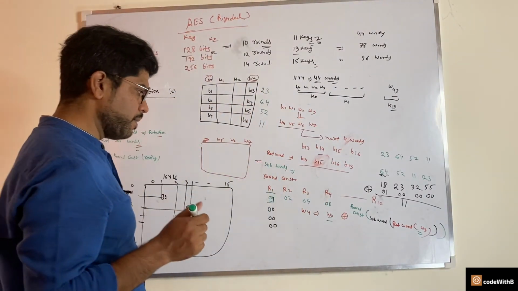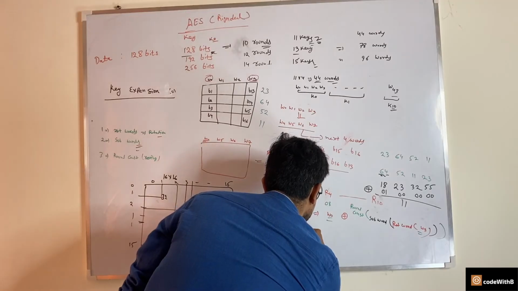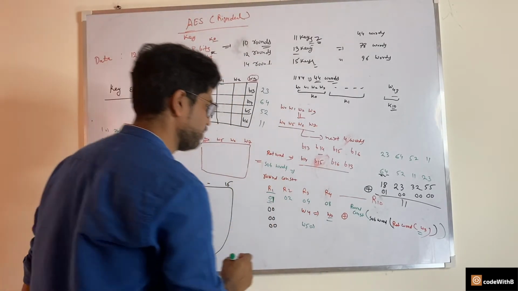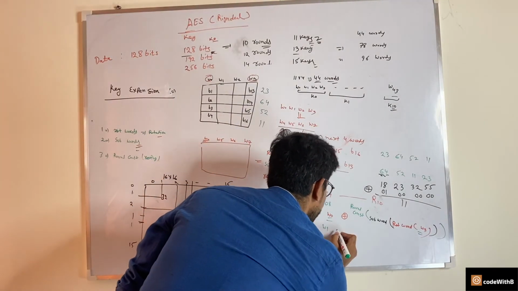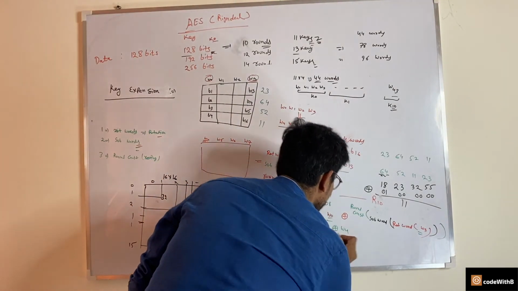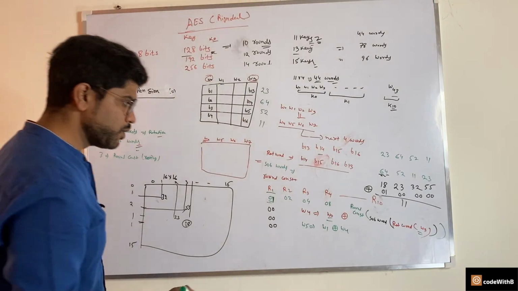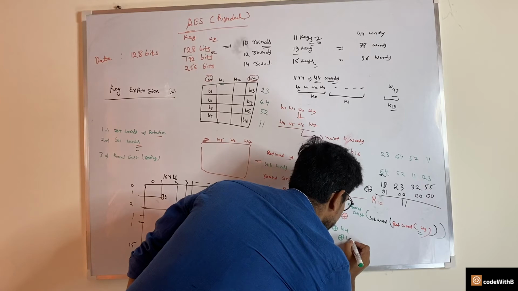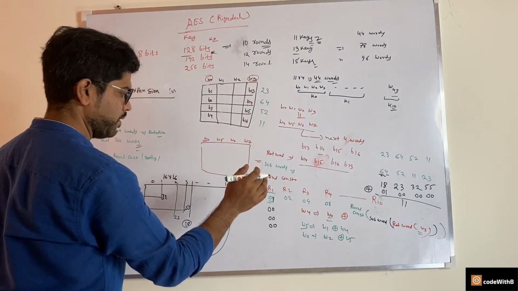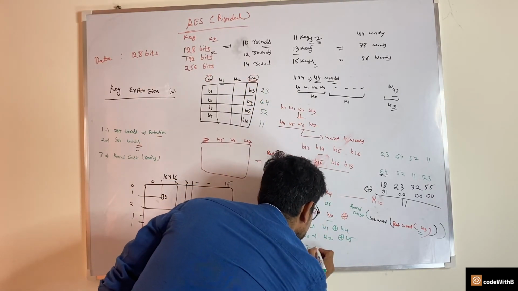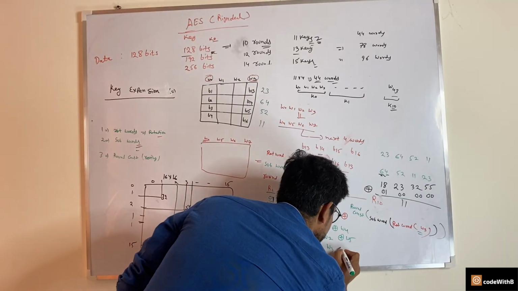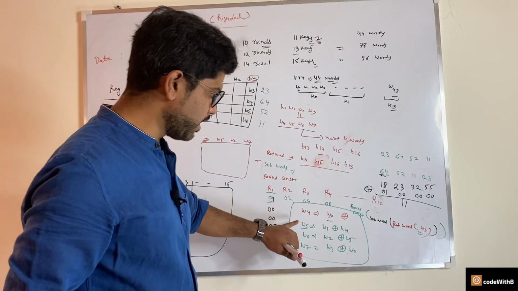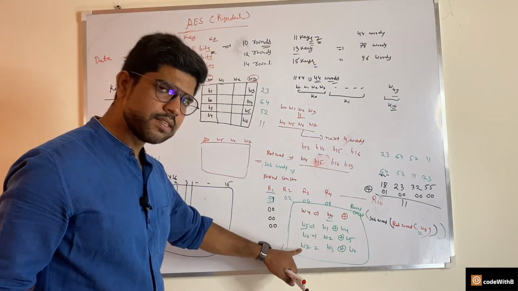For getting the W5, we will be using the W1 and we will be XORing it with the W4. Similarly for W6, we have W2, we will XOR it with the W5. And for W7, we will use W3, XOR it with the W6. This is how we get our W4, W5, W6, W7.